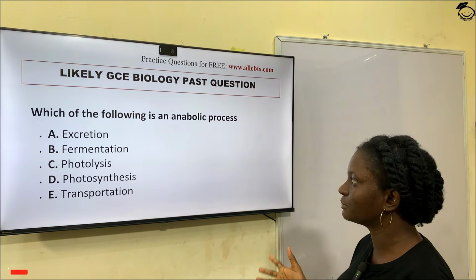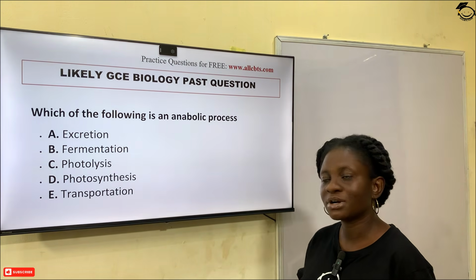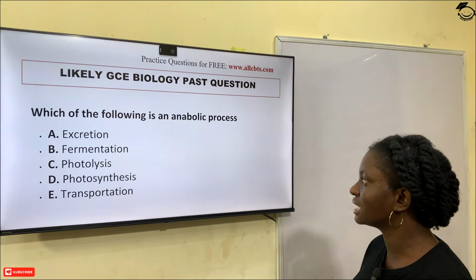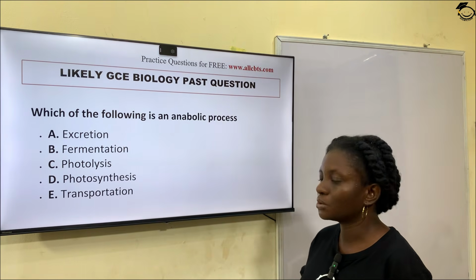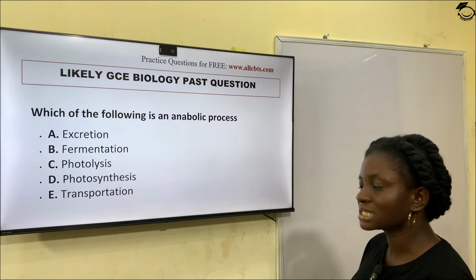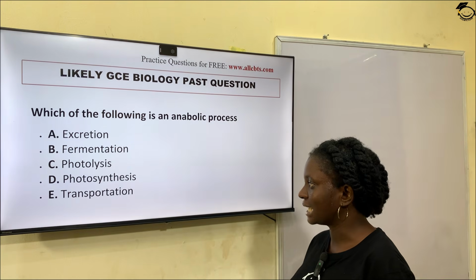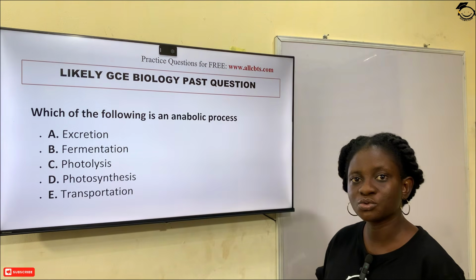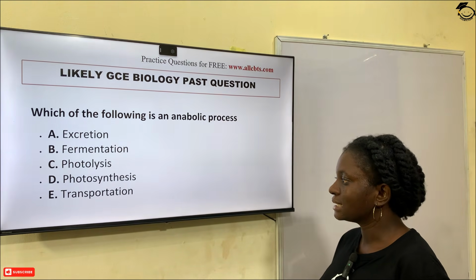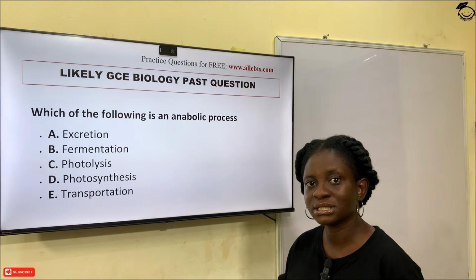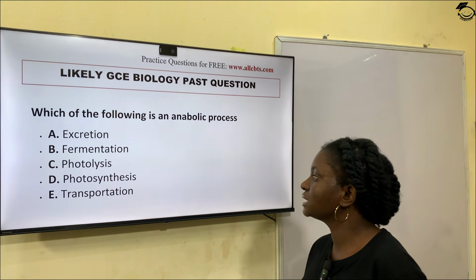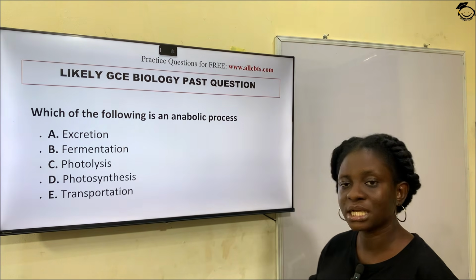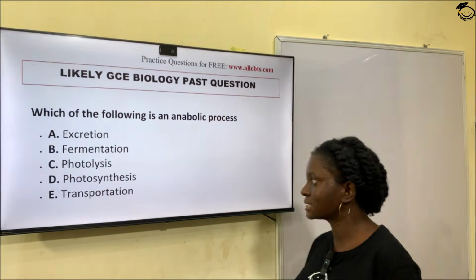Which of the following is an anabolic process? Excretion, that's removal of waste. Fermentation, this is a catabolic process, that's breaking down of glucose to alcohol. Then photolysis, that's splitting of water in the presence of light. Photosynthesis, that's the use of water and CO2 to generate glucose. And lastly, option E, transportation, that's movement of substance. So the option that correctly answers this question is option D, photosynthesis.